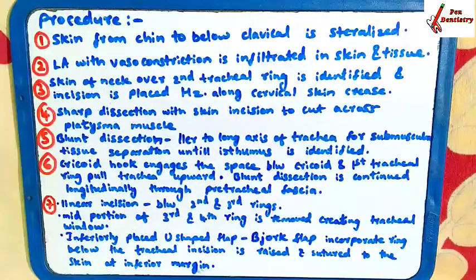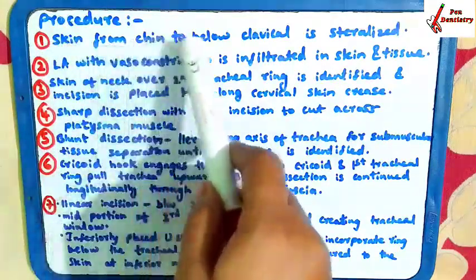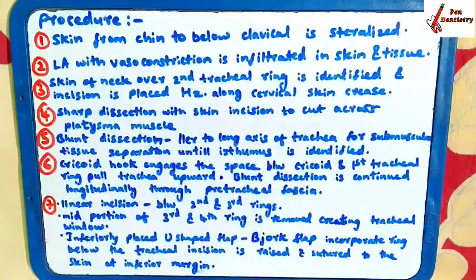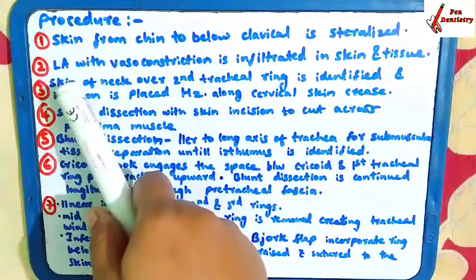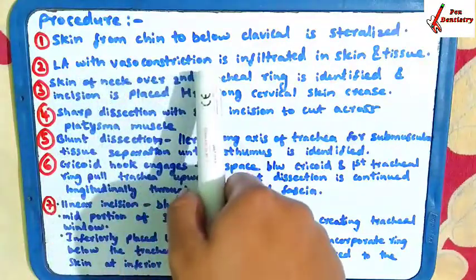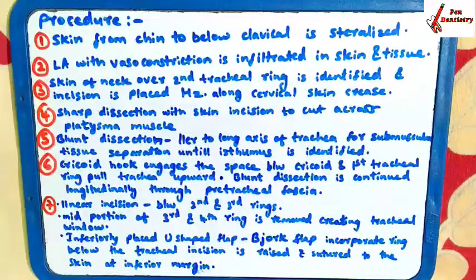The procedure of tracheostomy is as follows. The first step is to sterilize the skin, that is, the skin from the chin to below the clavicle will be sterilized. The second thing you are going to do is infiltrate: you are going to give local anesthesia with vasoconstrictor, infiltrated in the skin and the tissue.